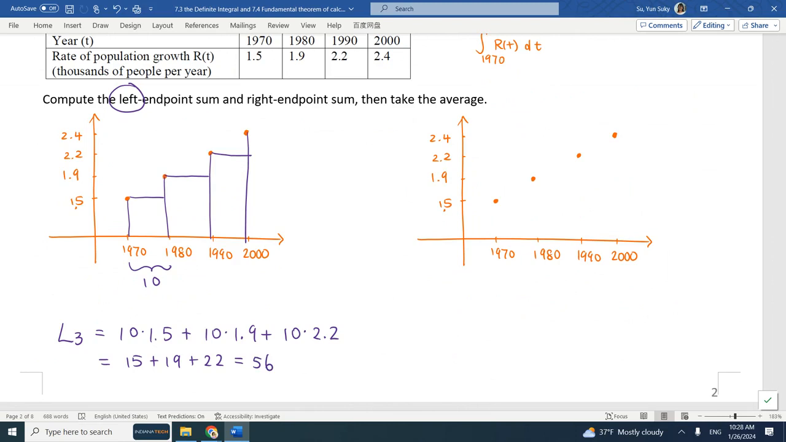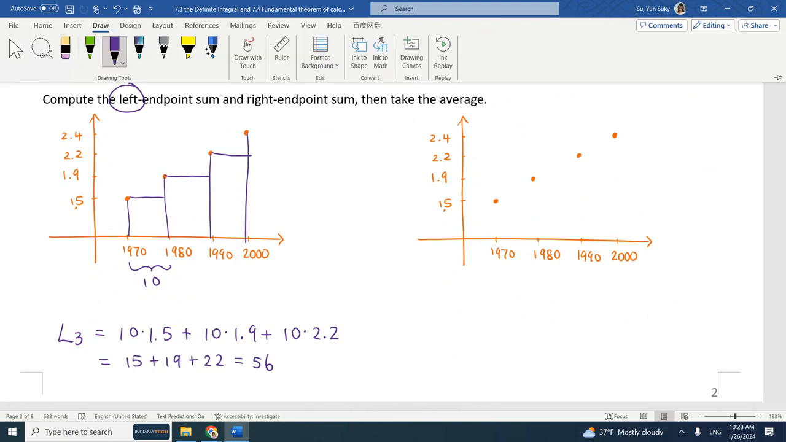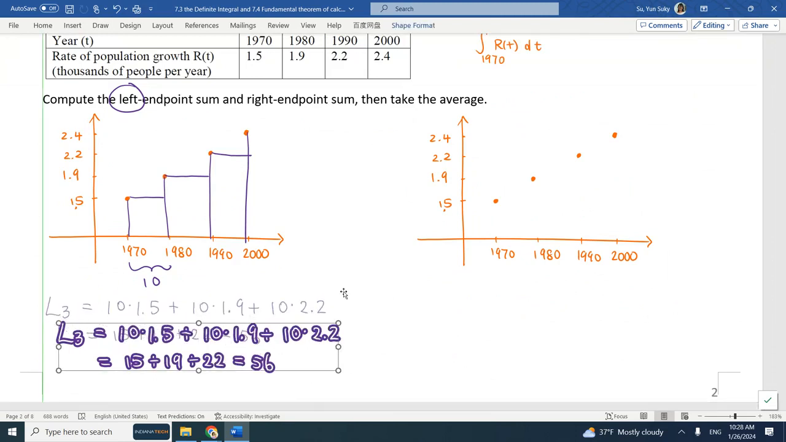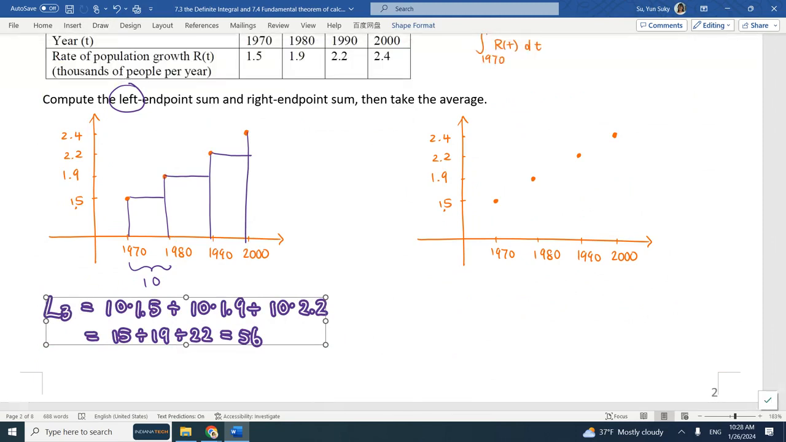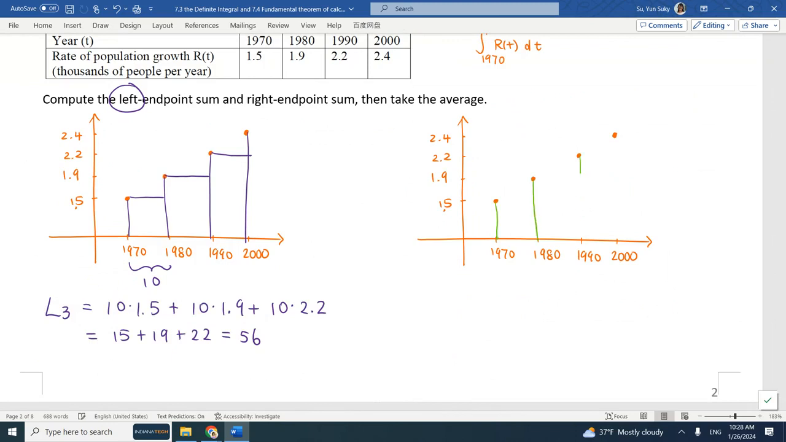Right, everybody? So that is the left endpoint sum. Let me make it closer here. Okay. And now let's compute the right endpoint sum. So we also want to cut this into 3 rectangles. But look at the first rectangle. We use the right endpoint as the height. So use this endpoint as the height. So we draw it like this. And then the second rectangle, use the right endpoint. The third rectangle, use the right endpoint. Is that okay, everybody? Yeah.